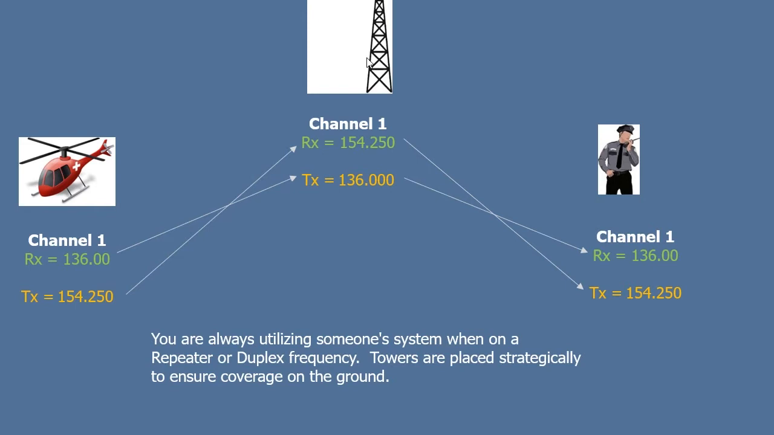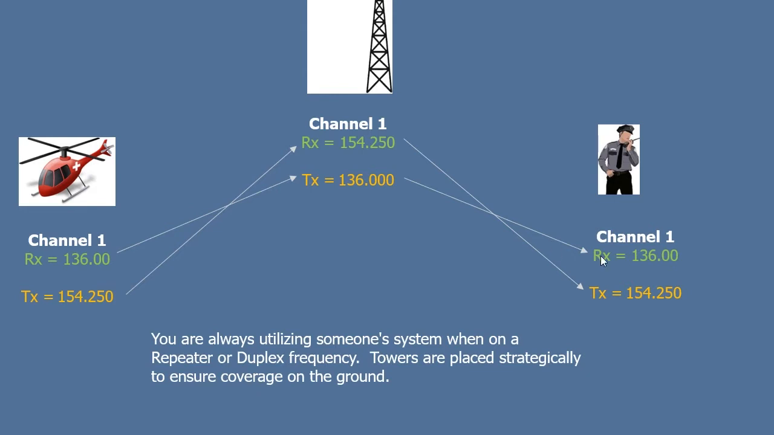Now what happens is a pretty simple concept. I am going to transmit on 154.250. That's going to come up to the tower. The tower has 2 transceivers in it. The first transceiver is set to receive on 154.250. So I'm transmitting, the tower is receiving. It is going to turn around and repeat that signal on a separate transceiver transmitting on 136.0. That's coming back down to our other radio on 136.0. So we're doing a transmission and we're changing.